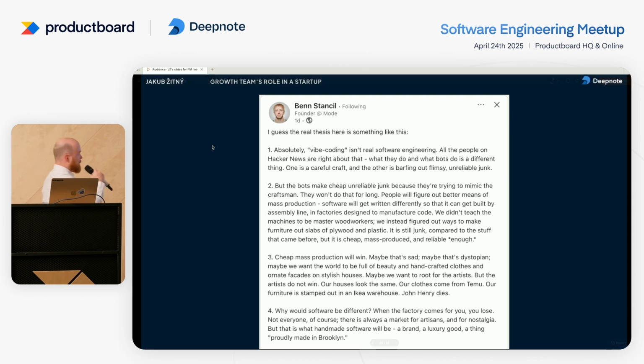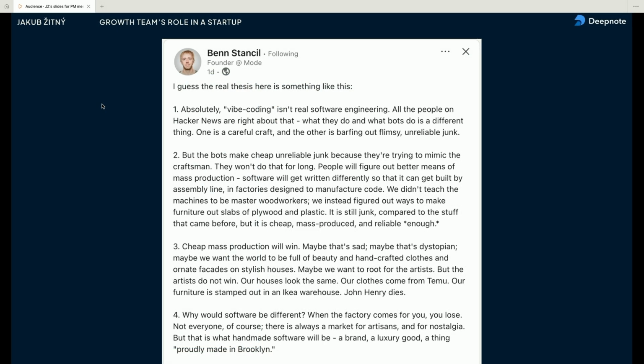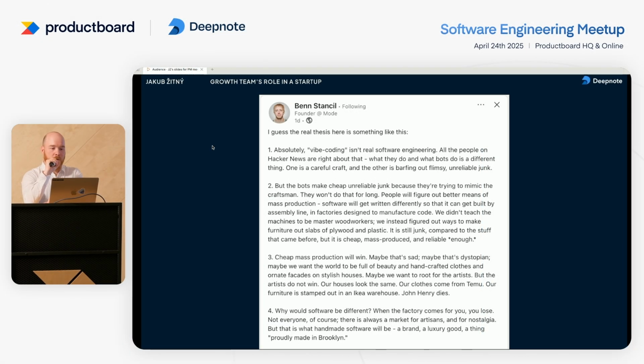So, yeah, I have some example opinions from two people on LinkedIn. Ben Stencil is the founder of Mode. It's a BI tool similar to, not really a direct competitor of Deepnote, but someone that we consider very interesting. Ben Stencil is pretty well aware of the data world that we have nowadays, and he also reacted to this vibe coding trend.